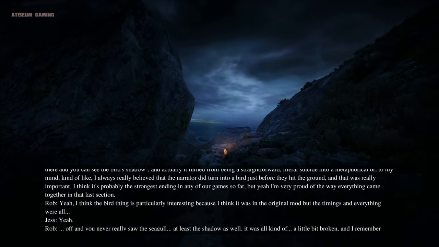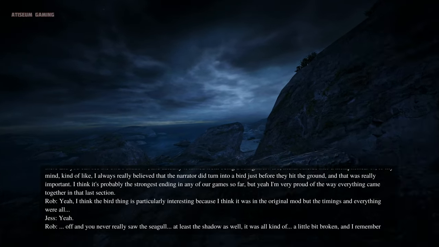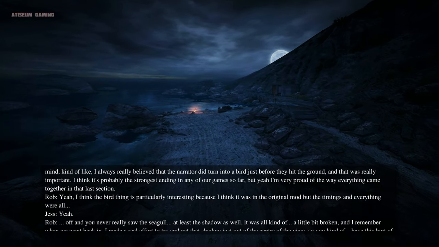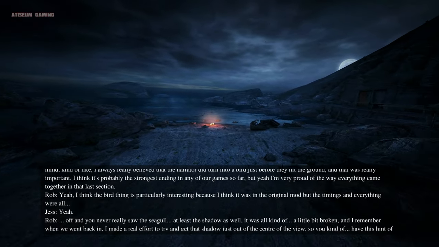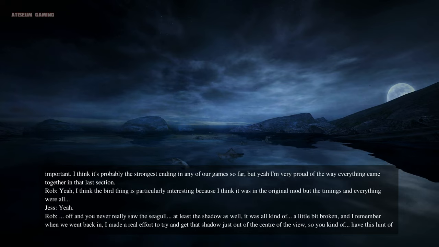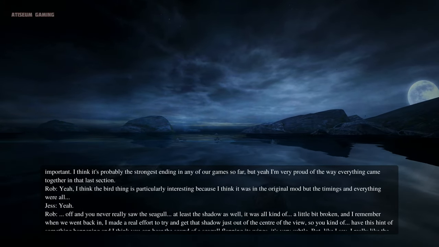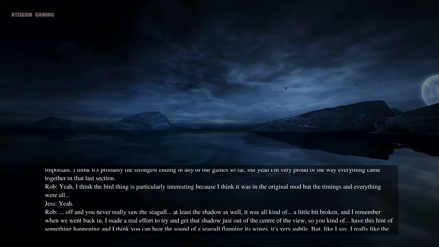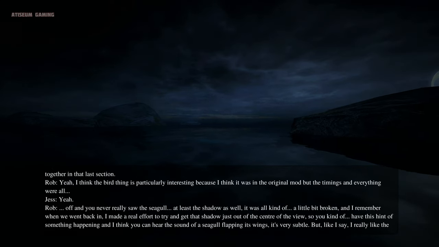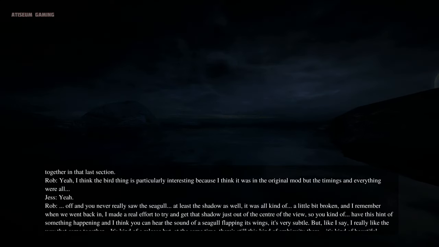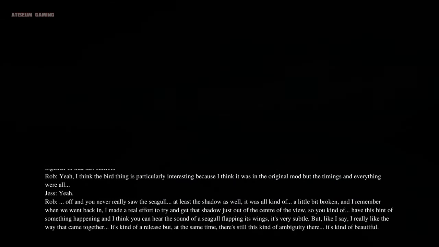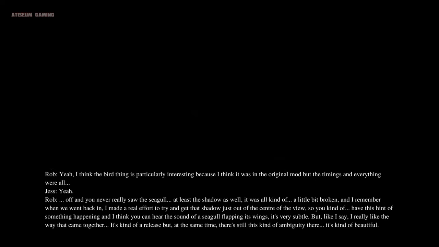Yeah, I think the bird thing is particularly interesting because I think it was in the original mod, but the timings and everything were just all off, and you never really saw the seagull. At least the shadow, as well. It was all a little bit broken. And I remember when we went back in, I made a real effort to get that shadow just out of the center of the view, so you have this hint of something happening, and you can hear the sound of a seagull flapping its wings. It's very subtle, but I really like the way that came together.